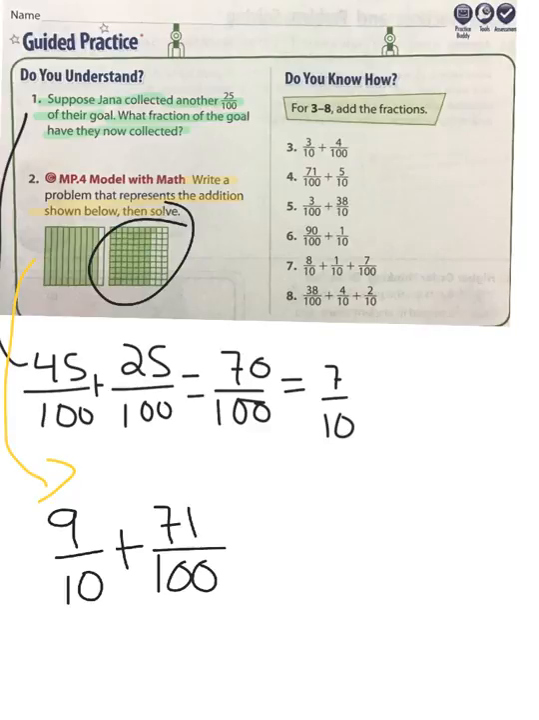Now we cannot add those, we have to change it. So I'm going to take my fraction that is a denominator of 10, and I'm going to add a 0 to the bottom and to the top.